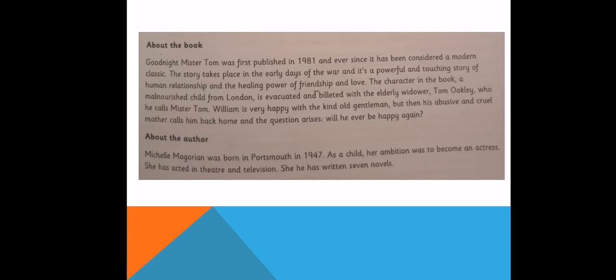All right, so a little bit about the author. Michelle Magorian was born in Portsmouth in 1947. As a child, her ambition was to become an actress. She acted in theater and television, and she has actually written several novels. So with that said, let's go ahead and read extract 1 from chapter 1.